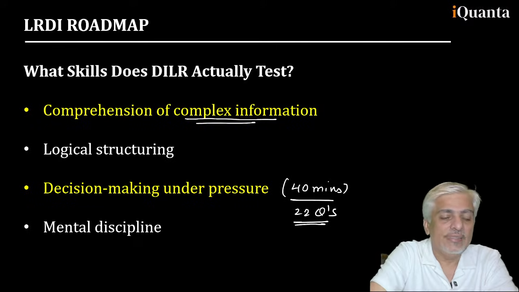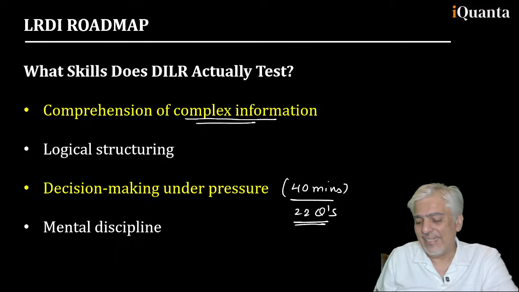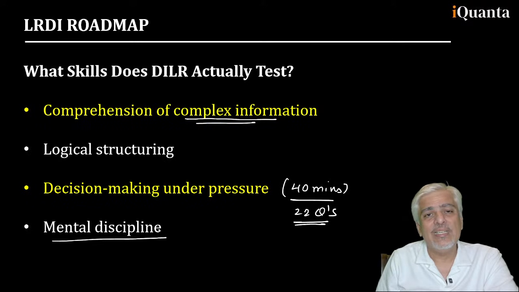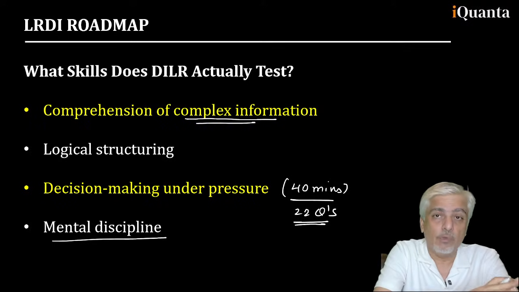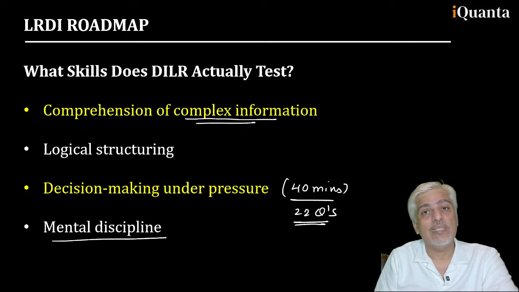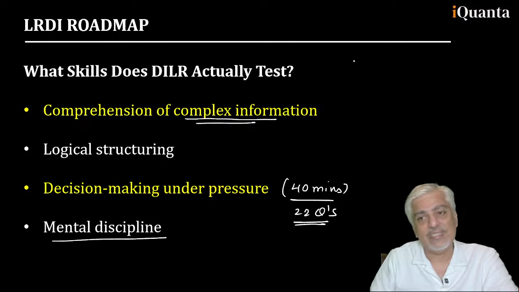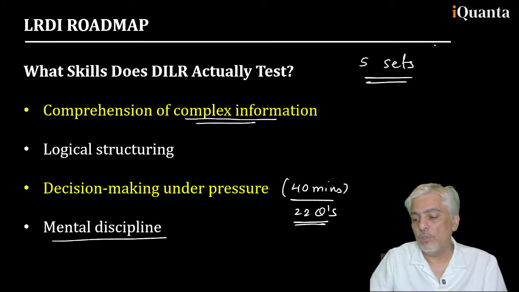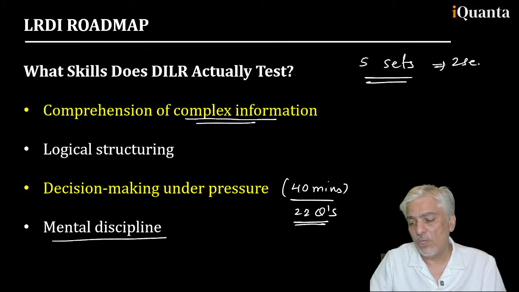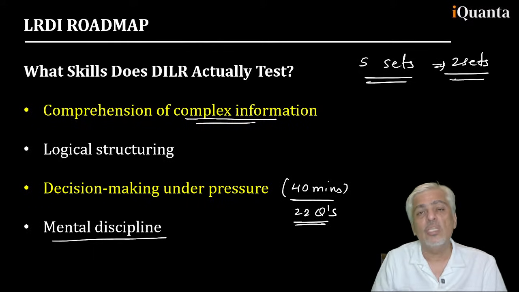So this will be your first part: what is LRDI and why do I need to do LRDI well. And there has to be mental discipline. Discipline in LRDI is very, very important because if you have a wrong selection... For example, in the test you have 5 sets. To achieve a 90 percentile, you need to solve maybe only 2 sets. Obviously, you want to achieve more than that, but to achieve 90 percentile, you need to solve 2 sets.